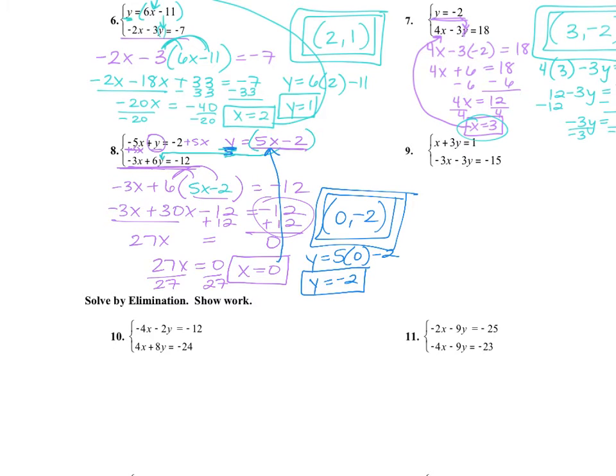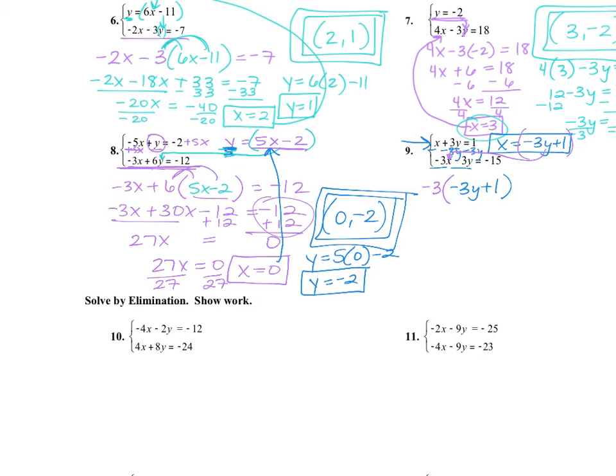Okay, number 9. Look at your variables there. We have x, we have 3y, we have -3x, and -3y. None of them are isolated yet, but I would isolate the x in that top equation. To do that, we would subtract 3y. So we get x equals -3y plus 1. That's going to be our new equation, and we're going to substitute that right here. So it's going to be -3 times -3y plus 1.